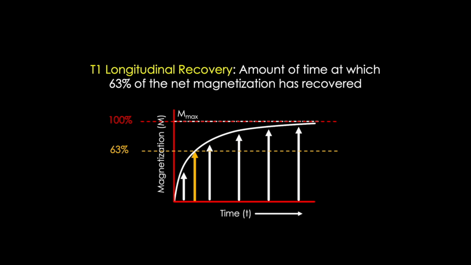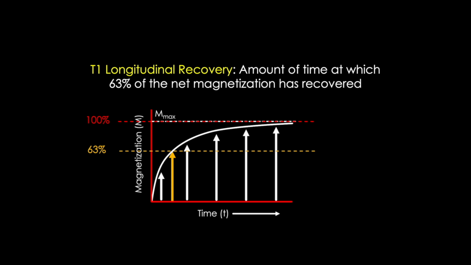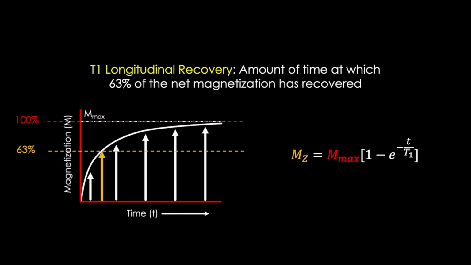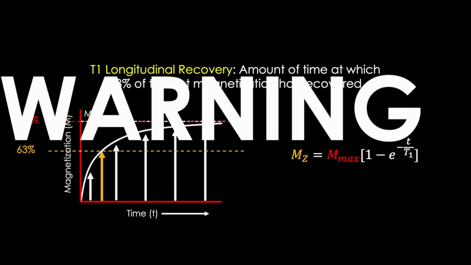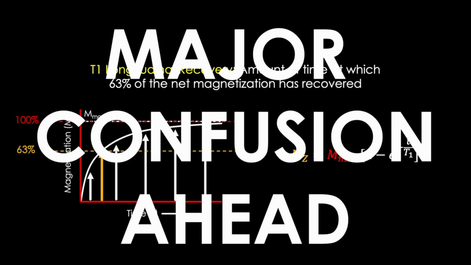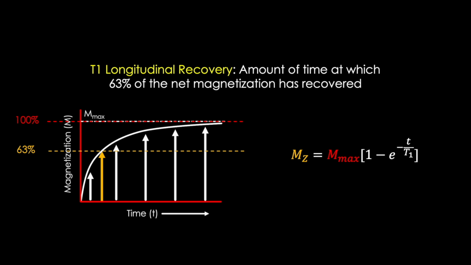But wait, you've probably also seen there's a formula for this T1 recovery process, given here. But if you look closely, we see both time and a time constant T1 here. So warning: major confusion ahead. Like I did, you probably also either subconsciously or consciously realized there's something not quite adding up here. People are referring to T1 as a time, this time at which 63% of our net magnetization has recovered.